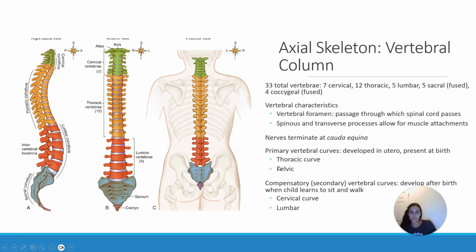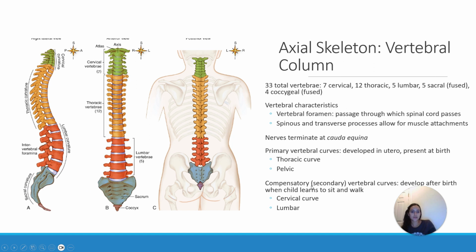Everybody's born with these. The thoracic curve is concave if you're looking at it anteriorly. From this view, it's a concave curve that you are born with. And the pelvic curve is also concave. This one is very obvious because these are fused bones. These don't separate. There's no other direction for these to go.